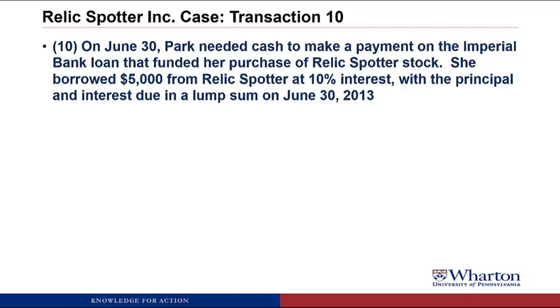Transaction 10. On June 30th, Park needed cash to make a payment on the Imperial Bank loan that funded her purchase of Relic Spotter stock. She borrowed $5,000 from Relic Spotter at 10% interest, with the principal and interest due in a lump sum on June 30th, 2013.